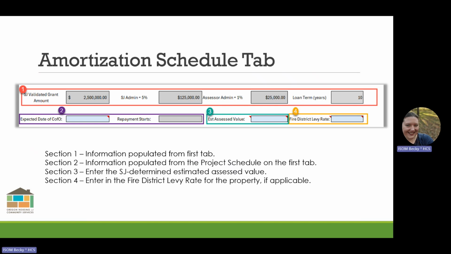The third section here in green is the sponsoring jurisdiction's determination of the estimated assessed value of the property upon being completed. This value will assist with calculating the estimated annual taxes if the property were to be assessed upon receiving the certificate of occupancy.